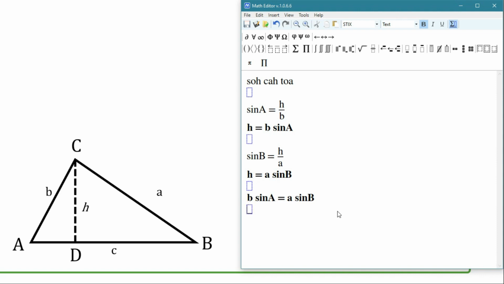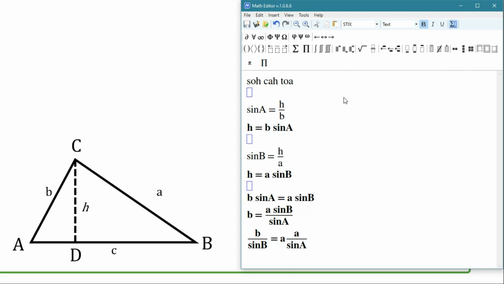That would be equivalent to b equals a sine of B over sine of A. And then, para a naman yung matira sa numerator natin sa kabila, we can divide both sides by sine of B, yielding b over sine of B equals a over sine of A.